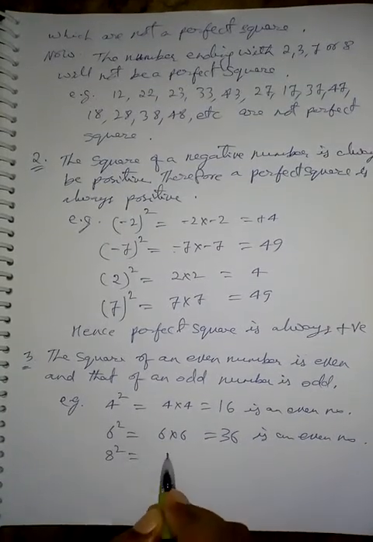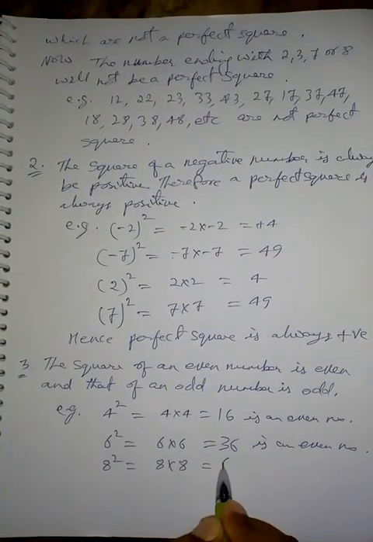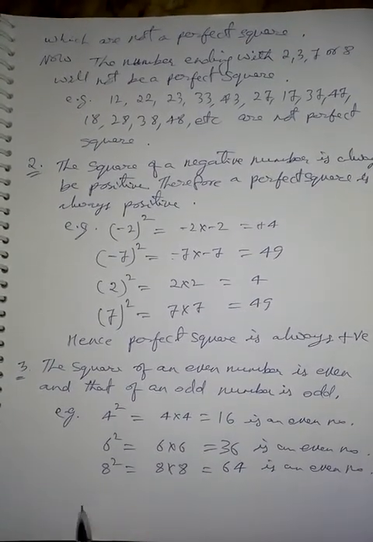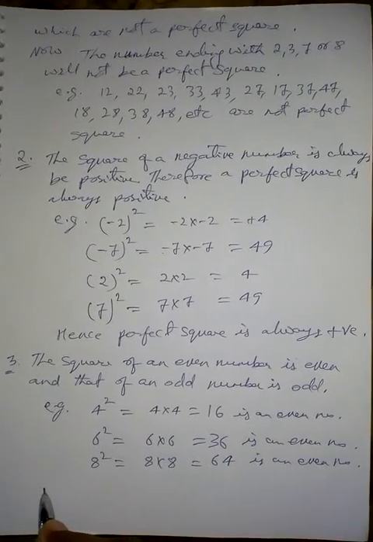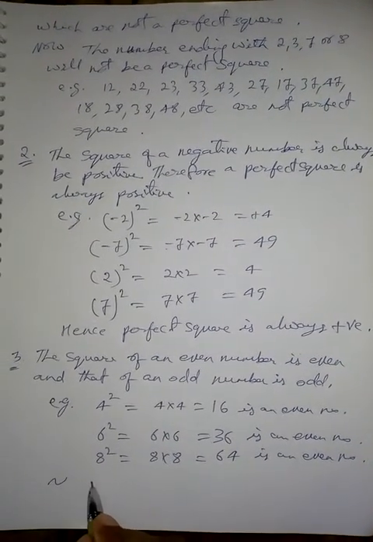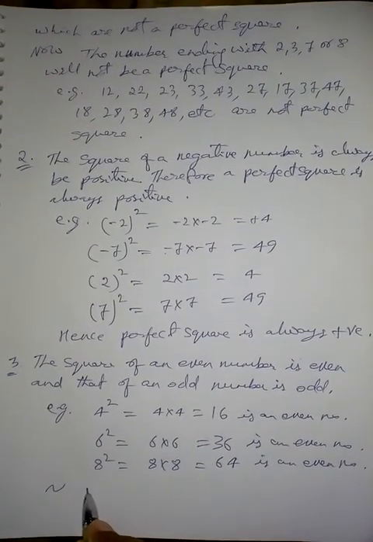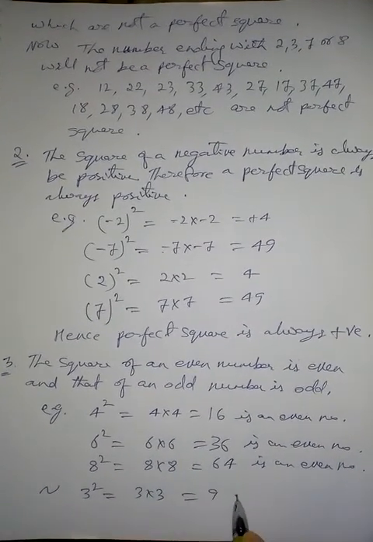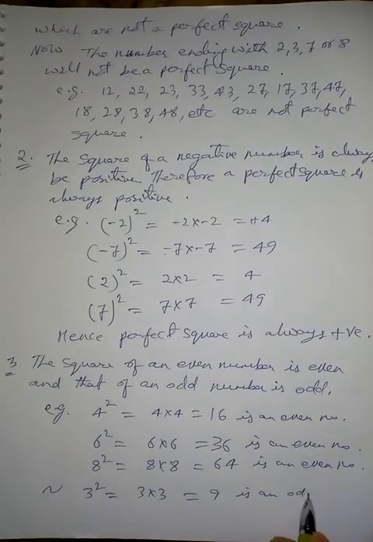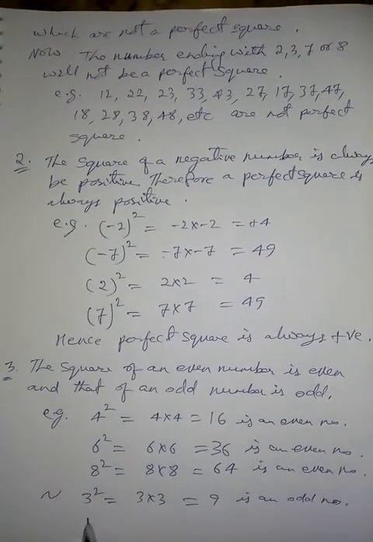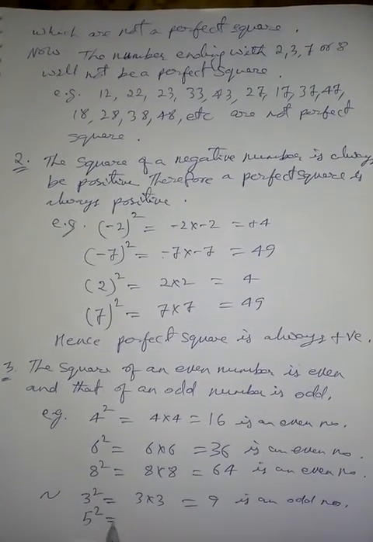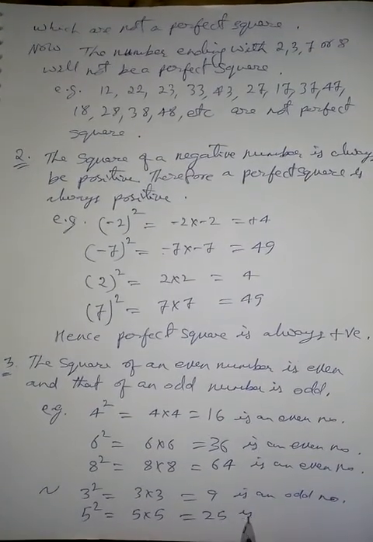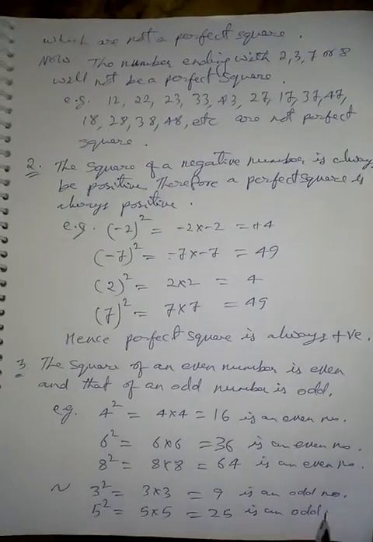8 square is 8 into 8, 64, is an even number. Similarly, odd numbers. Let's see odd numbers. 3 square is 3 into 3, is 9, an odd number. Another, let it be 5 square, 5 into 5, that is 25, is an odd number.